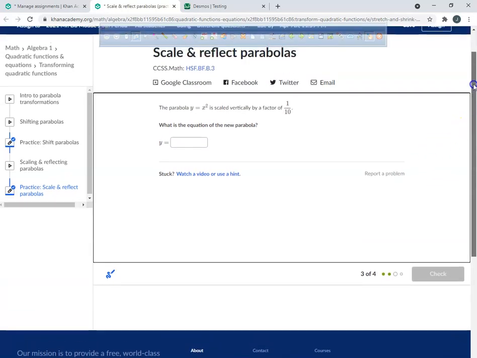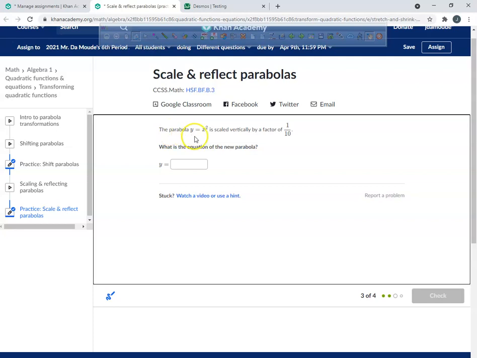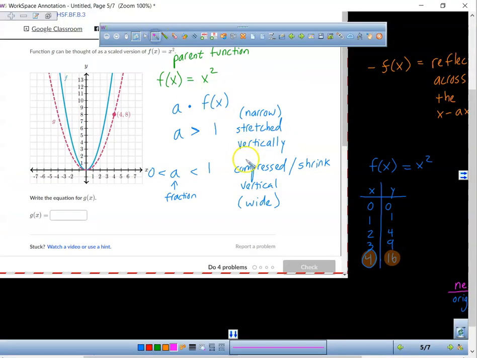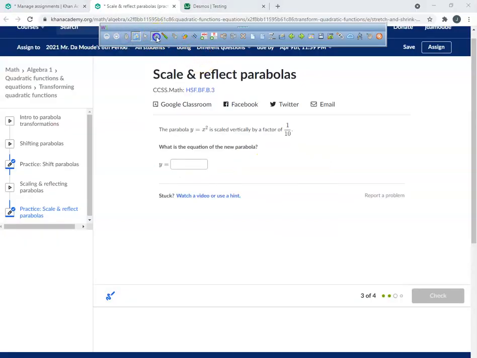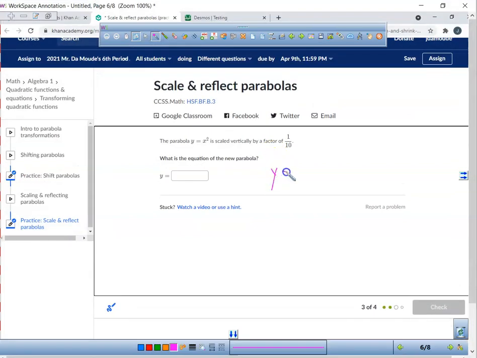Okay, let's take a look at this one. The parabola y equals x squared is scaled vertically by a factor of 1/10. Well, what the heck does that mean? Very easy. We just write down 1/10 x squared and we're done. Now, if it said it reflected across the x-axis, then you would put a negative 1/10 x squared. But that's not what it asked me to do.